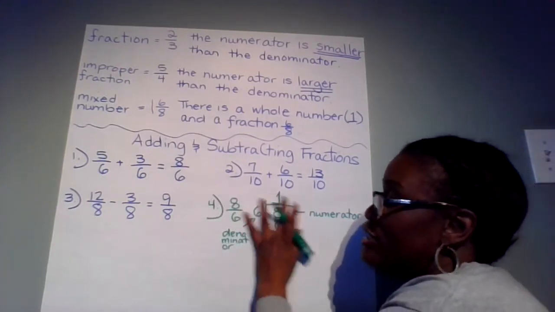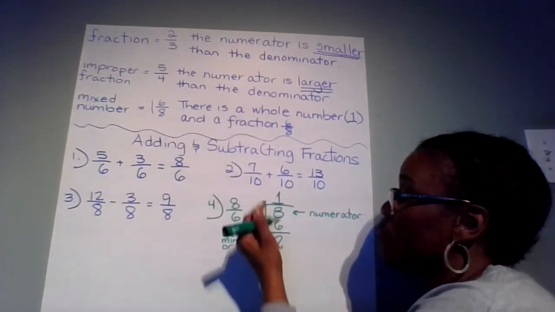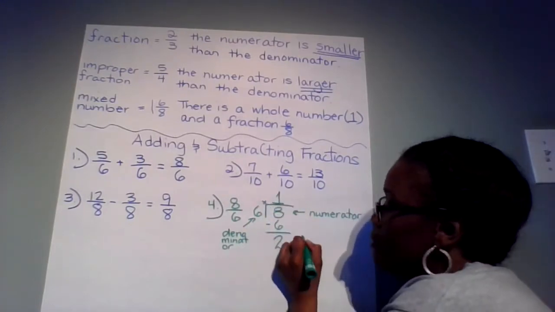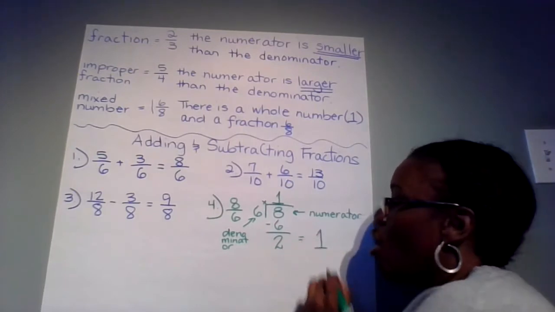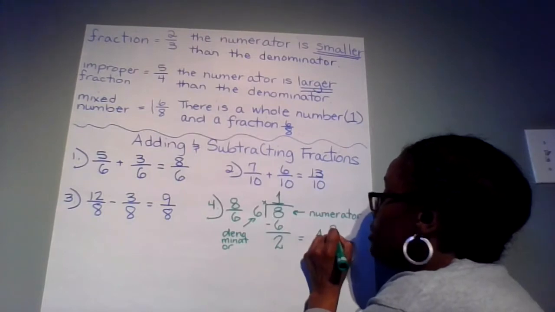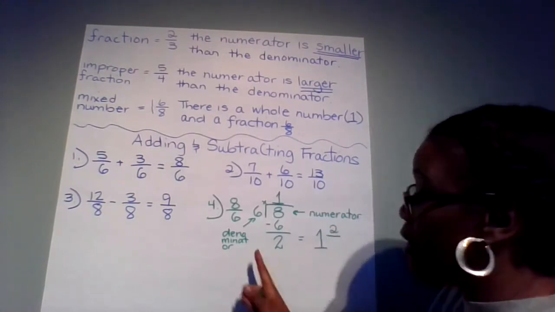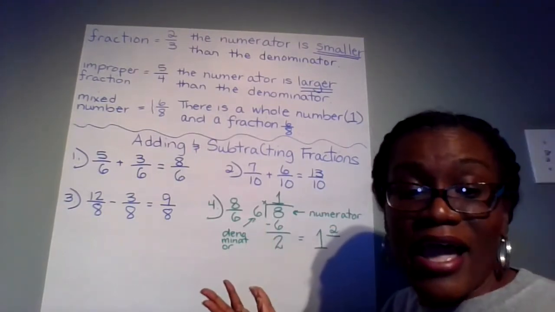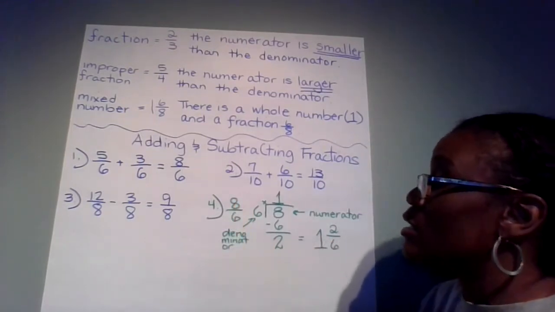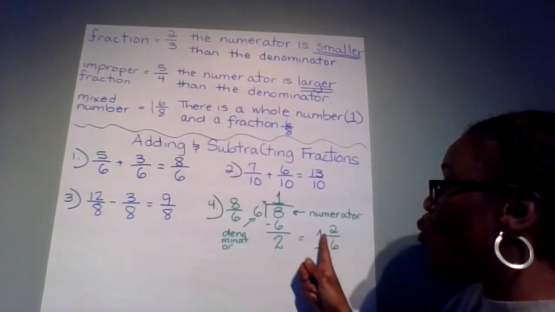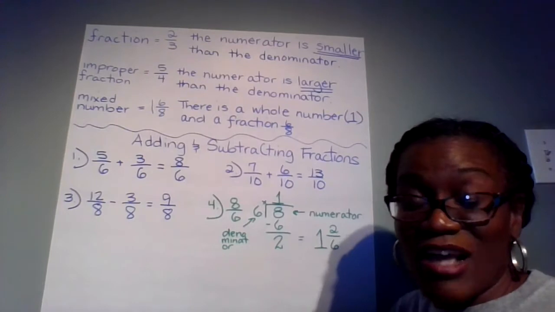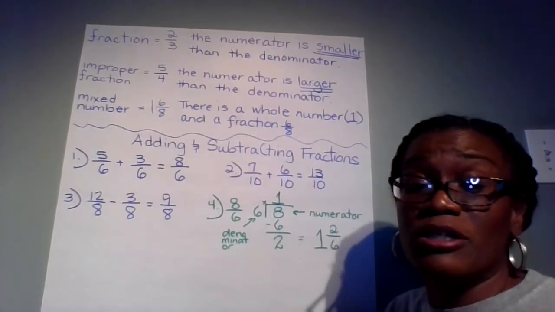But when we're changing this into a mixed number, the number on top of the roof is going to become our whole number. The remainder is going to become our new numerator, and our denominator stays the same. So 8/6 is equal to 1 and 2/6. It's just that easy. I hope you didn't blink, because if you did, you missed it.